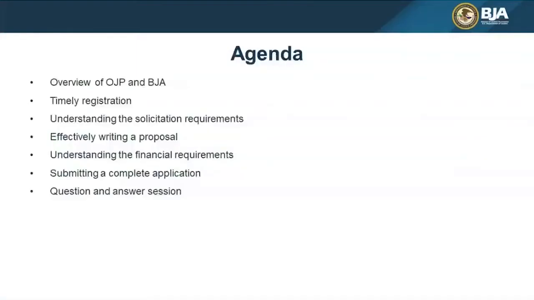Today, our agenda is going to start with an overview of OJP, Office of Justice Programs, and the Bureau of Justice Assistance, BJA. Then we're going to go into what it means about timely registration. Next up will be understanding the solicitation requirements, and my favorite, effectively writing a proposal. Then we're going to look into some of the nuances, like understanding the financial requirements. Finally, we're going to end off with submitting a complete application, and then we'll go into the question and answer session.